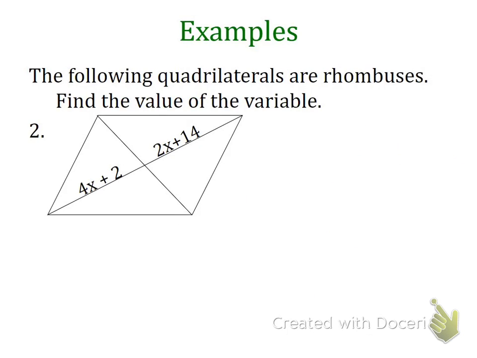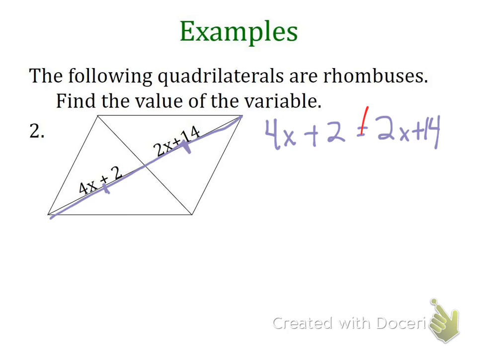So, how would I solve for x here? What do I know about these diagonals? They're bisected. So this side is congruent to this side. So how could I set up this equation here? 4x plus 2 equals 2x plus 14. Good.